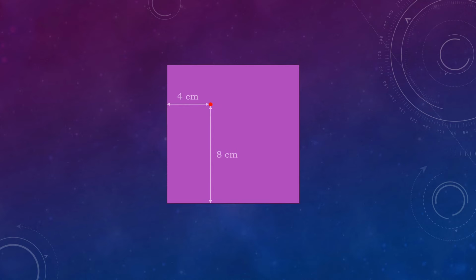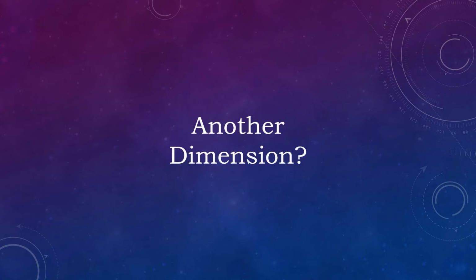For example, to describe any point on the line, we need only one number, the distance from either end. So a line is one-dimensional. In case of a 2D shape such as a square, we need two numbers, the distances from two adjacent sides. But the purpose of this video is to give a new meaning to the word dimension.